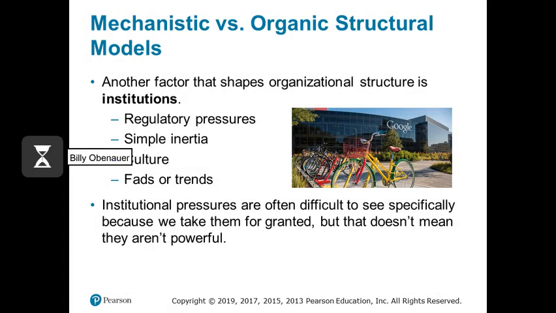Cultural guidelines for our behavior also shape our organizational structure, and we refer to these cultural guidelines as institutions. Some examples of things that will shape our structure here are regulatory pressures. An example here would be OSHA, the government agency responsible for maintaining safe workplaces. If OSHA were to crack down on a specific safety violation, that would influence how we structure our organizations, because we would probably want to put more resources into areas that would ensure that we were in compliance.